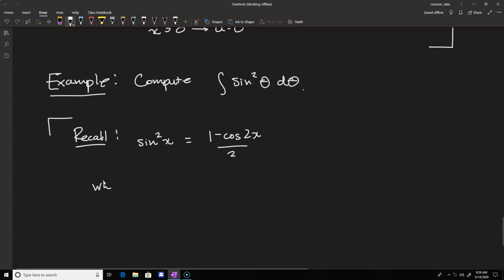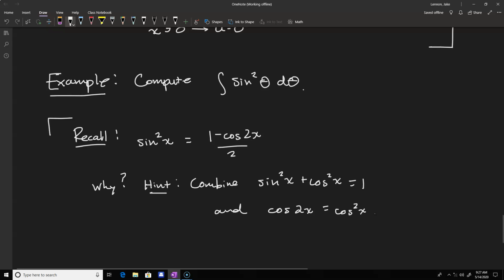So you could ask why. This is something you should be able to do, so I'll give you a hint. Combine sine squared x plus cosine squared x equals 1, the Pythagorean identity, and then the double angle identity for cosine: cosine of 2x is equal to cosine squared x minus sine squared x. If you combine those two identities and then simplify in the right way, you get the above identity.